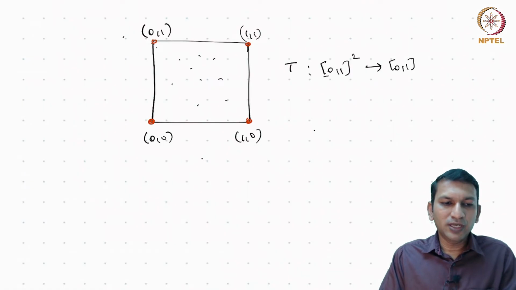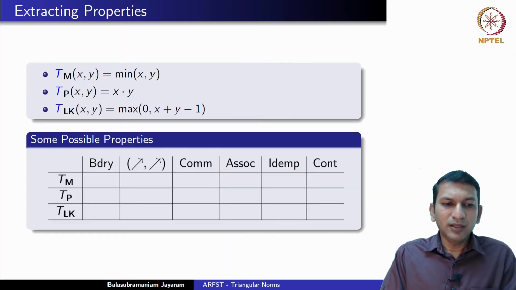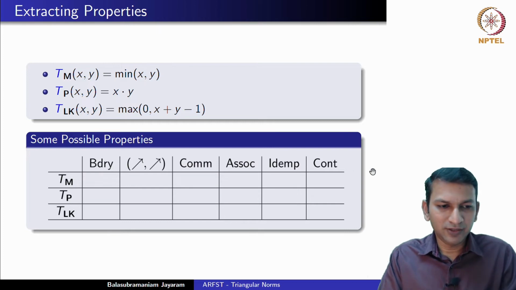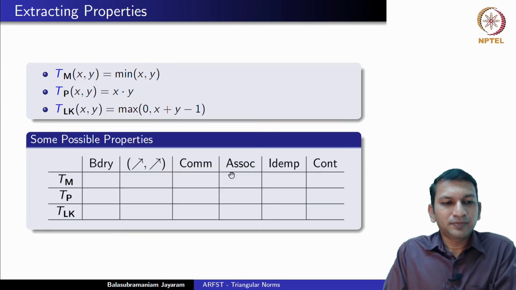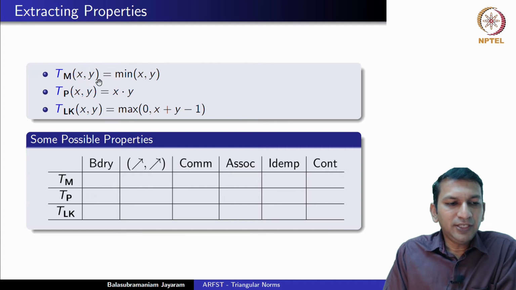Now, why monotonicity in both the variables? Because it is commutative. So if it is monotonic increasing here, then we want the same kind of monotonicity here also. So these are the properties that we are looking at now. So now, let's investigate each of these functions with respect to these properties.